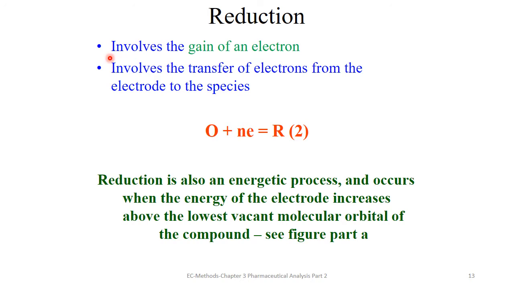Similarly, reduction involves the gain of electrons. It involves the transfer of electrons from the electrode to the species. Reduction is also an energetic process and occurs when the energy of the electrode increases above the lowest vacant molecular orbital of the compound.